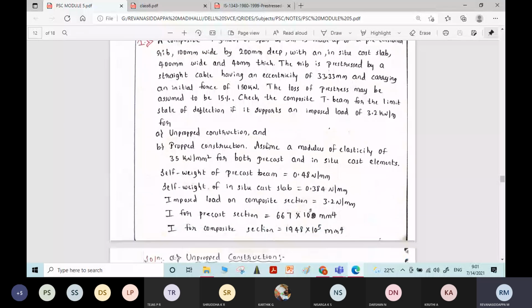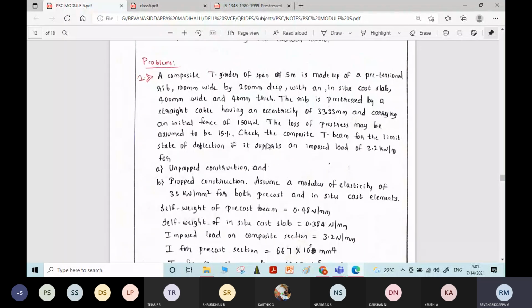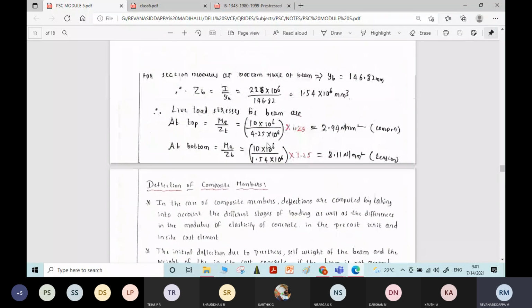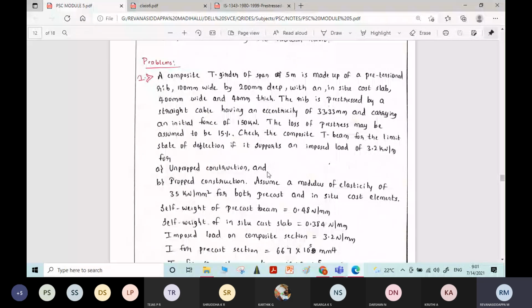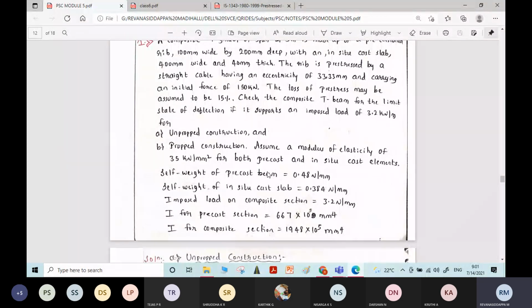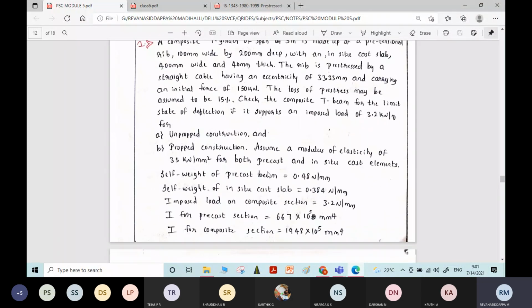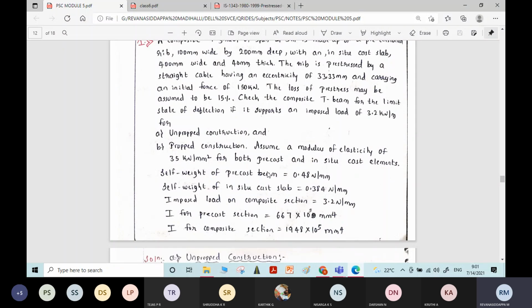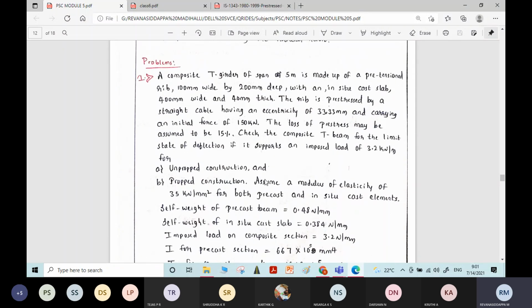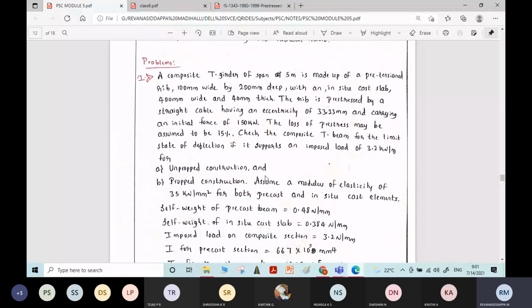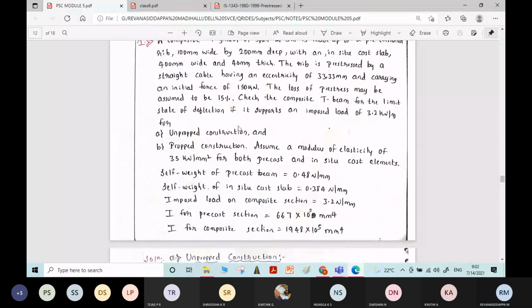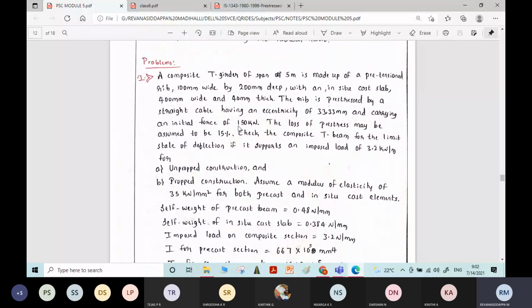Just note this problem, problem number 1. Write the headline as deflection of composite members. If you have thoroughly understood Module 2, the deflection of PSC beams, then there is nothing difficult in understanding the deflection of composite beams. It is 90% the same. All of you write this problem, take 2 minutes.